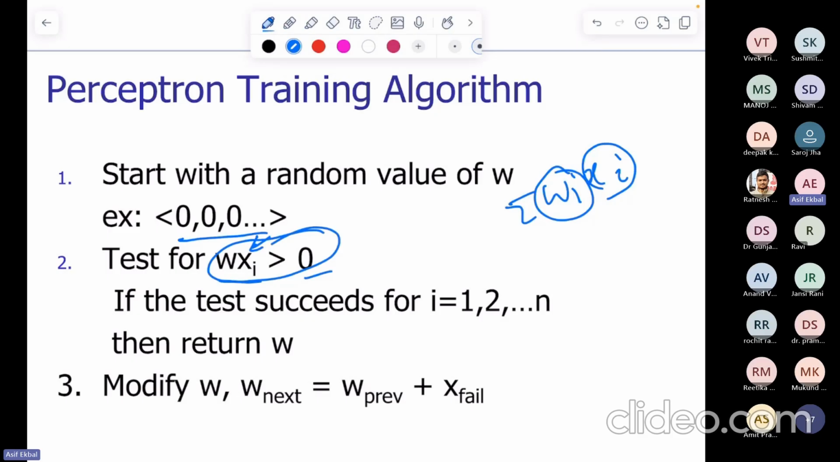And whenever you get Wi(xi) less than or equal to 0, immediately you have to update the weight. This is the weight updation rule. W next is the next weight, that is the previous weight plus the vector for which this test condition has failed.